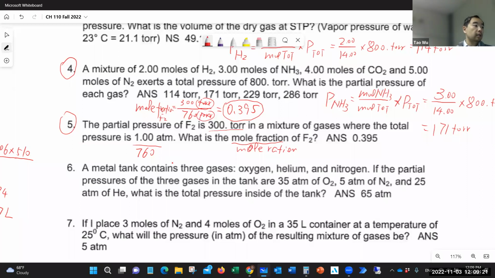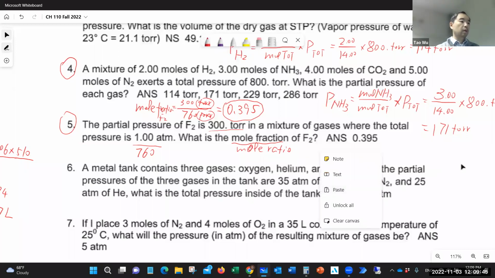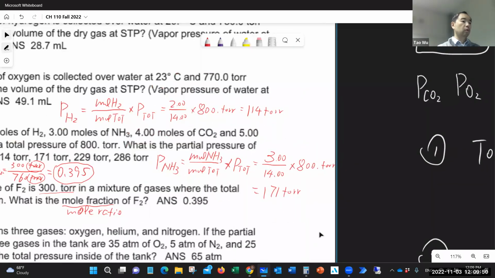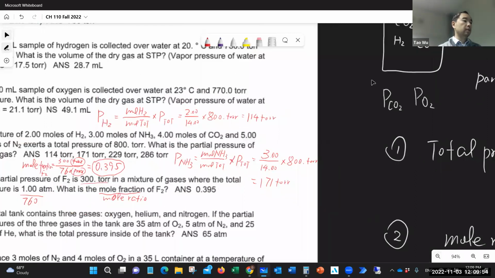Again, mole ratio is equal to the pressure ratio. The mole fraction is just the same thing as the mole ratio. So this is the topic of partial pressure, Dalton's law of partial pressure. And then let's take a break and we will talk about the last concept.